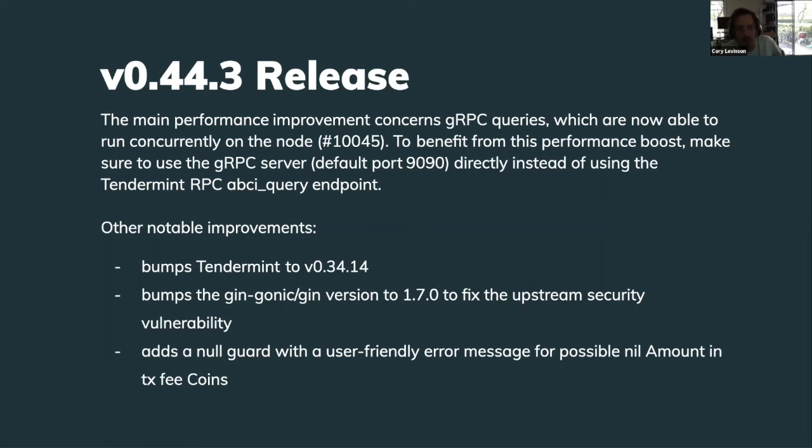And aside from that, there were a couple of other improvements that we put into the 0.44.3 release, bumping to the latest Tendermint version, bumping the Jsonic dependency, which had an upstream security vulnerability, and also adding a null guard with a more user-friendly error message for nil amounts in transaction fee coins.